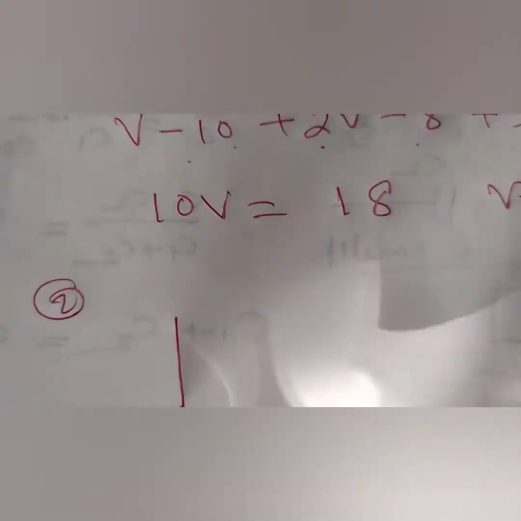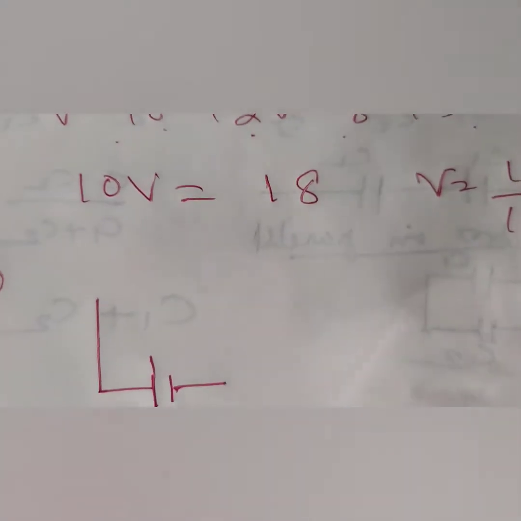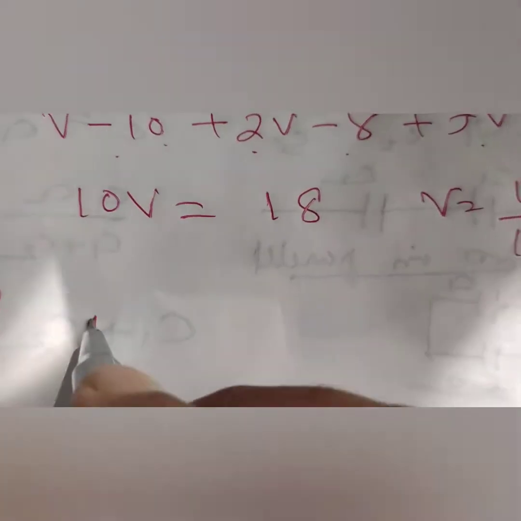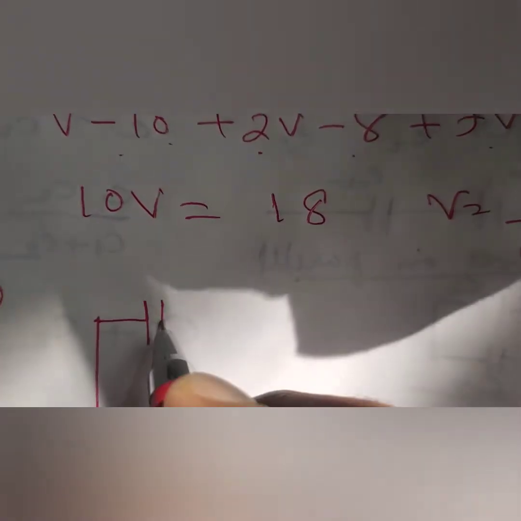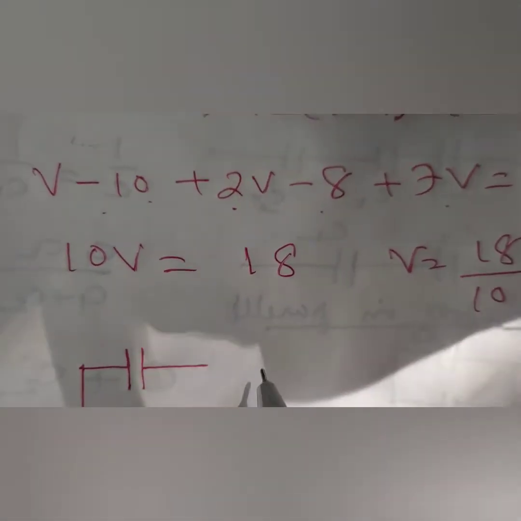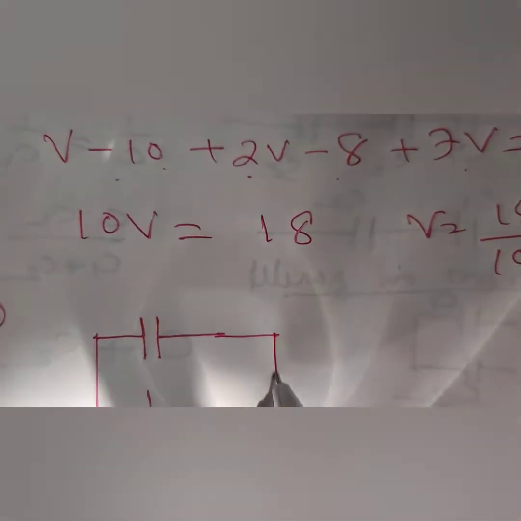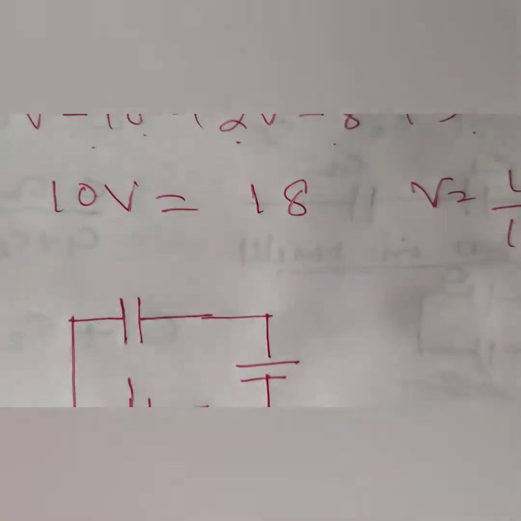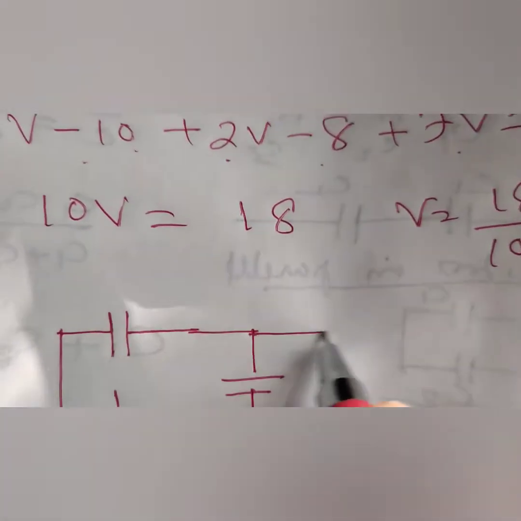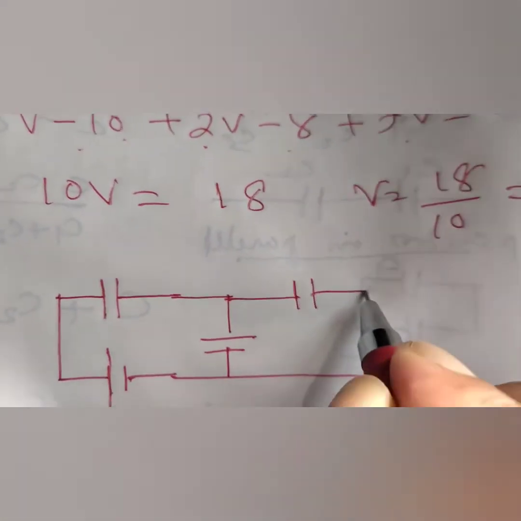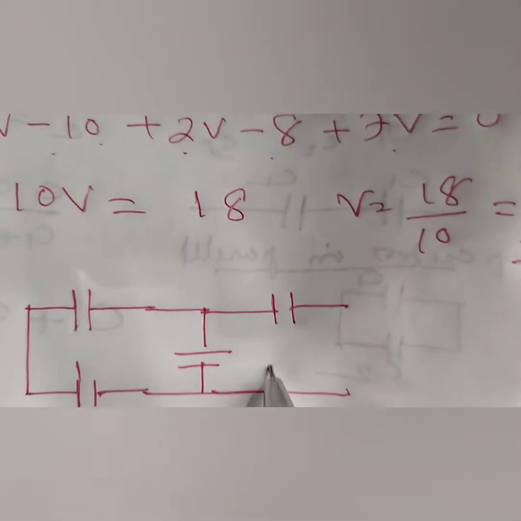Let us take another question. A 6 volt battery charges a circuit with a 2 microfarad capacitor, a 4 microfarad capacitor, and another 2 microfarad capacitor, with a 6 volt source.